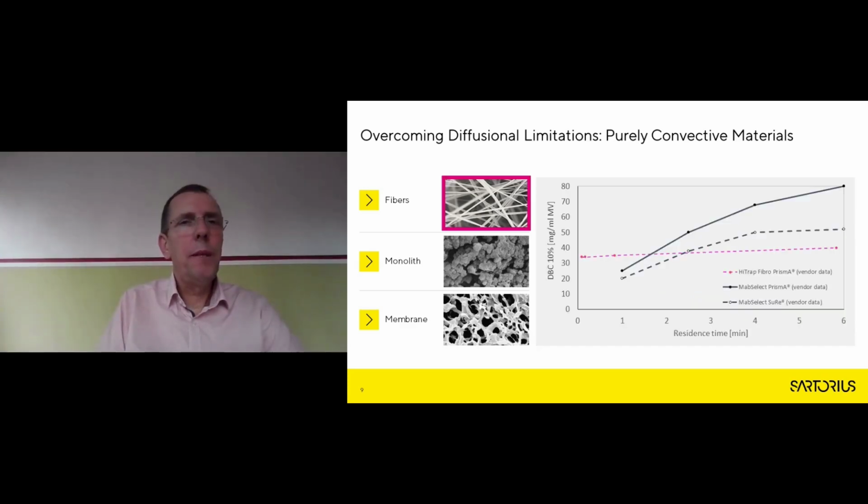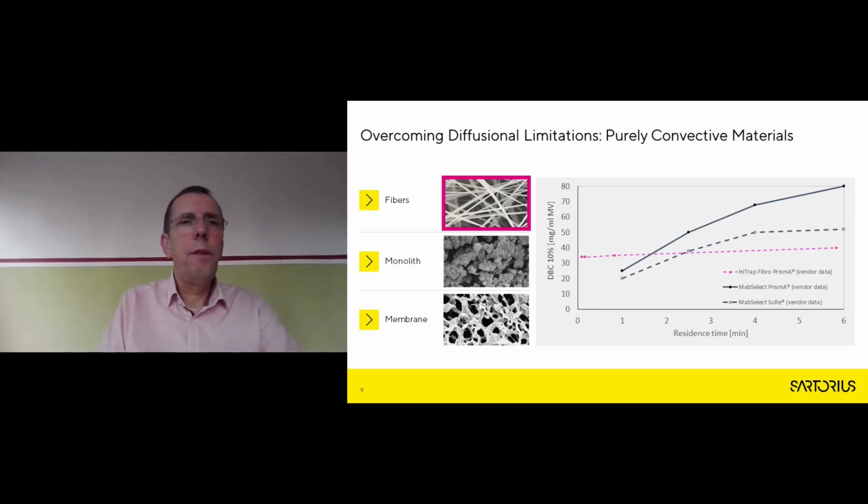This property can be seen on the next slide, where the residence time dependency of the dynamic binding capacity for a fiber-based material is shown in direct comparison to the residence time behavior of common protein A affinity resins, as already shown in an earlier slide. The data underscores the very fast mass transfer that convective materials exhibit.